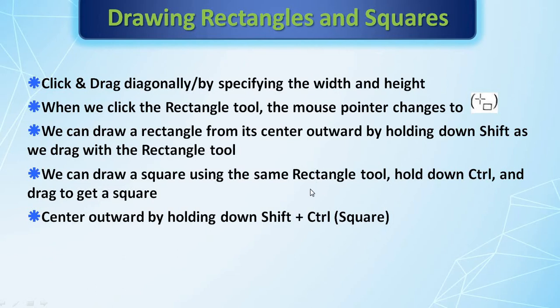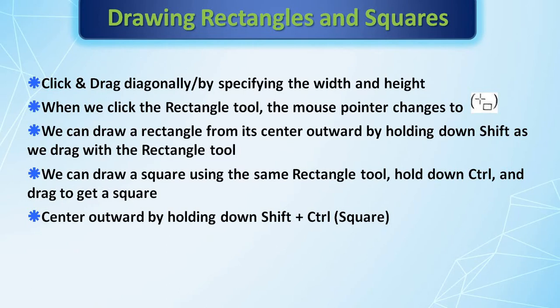Now we are going to see how to draw rectangles and squares. We have to click the rectangle tool in the toolbox, and click and drag diagonally to draw a rectangle. Once you select the rectangle tool, the mouse pointer changes to a cross symbol with a small rectangle icon. We may also draw the rectangle by specifying the width and the height. We may also draw a rectangle from its center outward by holding the shift key on the keyboard and dragging the rectangle tool. And we may use the same rectangle tool to draw a square also.